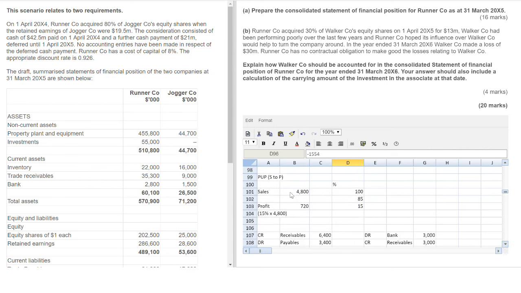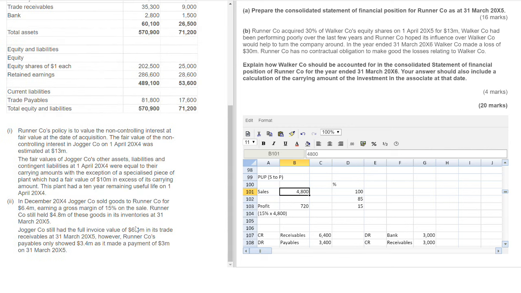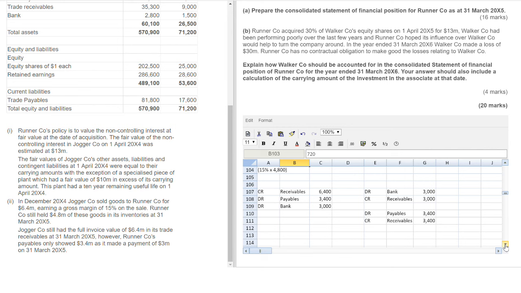Put in the working for your provision for unrealised profit. Remember to base it on the gross margin of 15%. So your profit is 15% of your sales. Here, it's not the total sales, it's the amount of inventory that's left at the end of the year. And here we were told it was 4.8 million. That's where we got the 720. There's a little bit there about the debits and credits that, remember, you don't need to record within the exam.